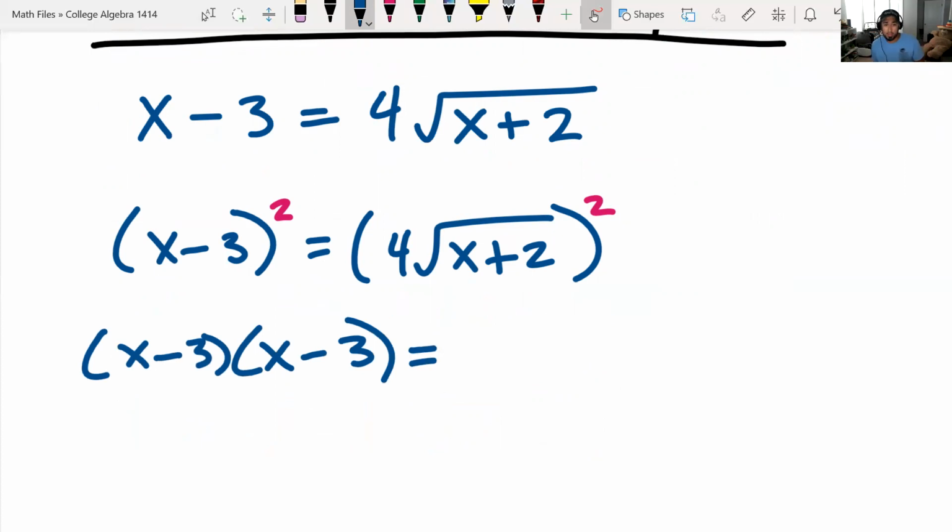Okay. And now, on the right side, (4 times the square root of x plus 2) squared. Since these are connected by multiplication, you can raise everything to the second power separately. So you'll have 4 raised to the second, which gives me 16. Square root of x plus 2 raised to the second, the square root and the square will cancel, leaving me with, and remember what I said is a good habit, parentheses (x plus 2).